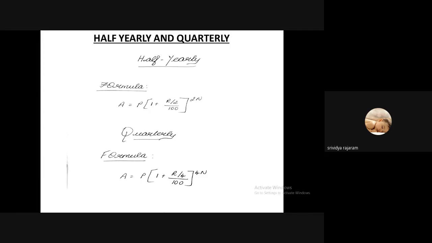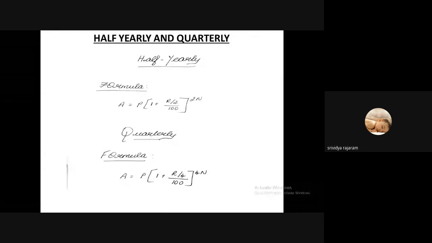So n should always be in years. Make sure that in each and every problem, n should always be in years. So don't get confused that it is for 6 months, so n should be in months. No, n should always be in years. Half year is nothing but 6 months, that is 2 half years is equal to 1 year. So since 2 half years is equal to 1 year, we are multiplying n with 2.